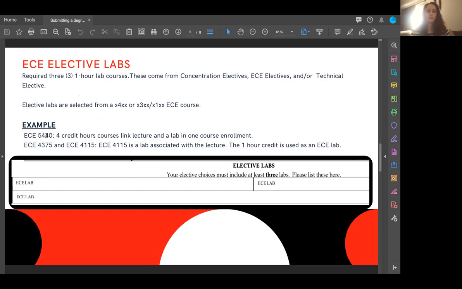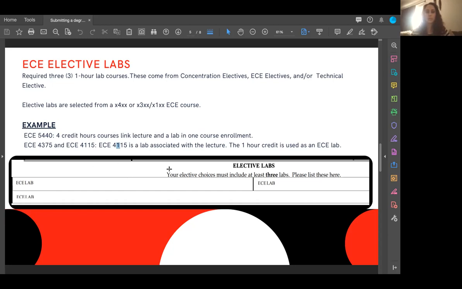ECE 5440 is Advanced Digital Design. It's a 4 credit hour course. It has lecture and lab in that course enrollment. 4375 is Automatic Control Systems. It has a lab that is required to be taken with that lecture. That 4115 lab is associated with the lecture, and it is something that you can use as your lab. So say you took these 2 courses, you already have 2 labs completed. Okay.